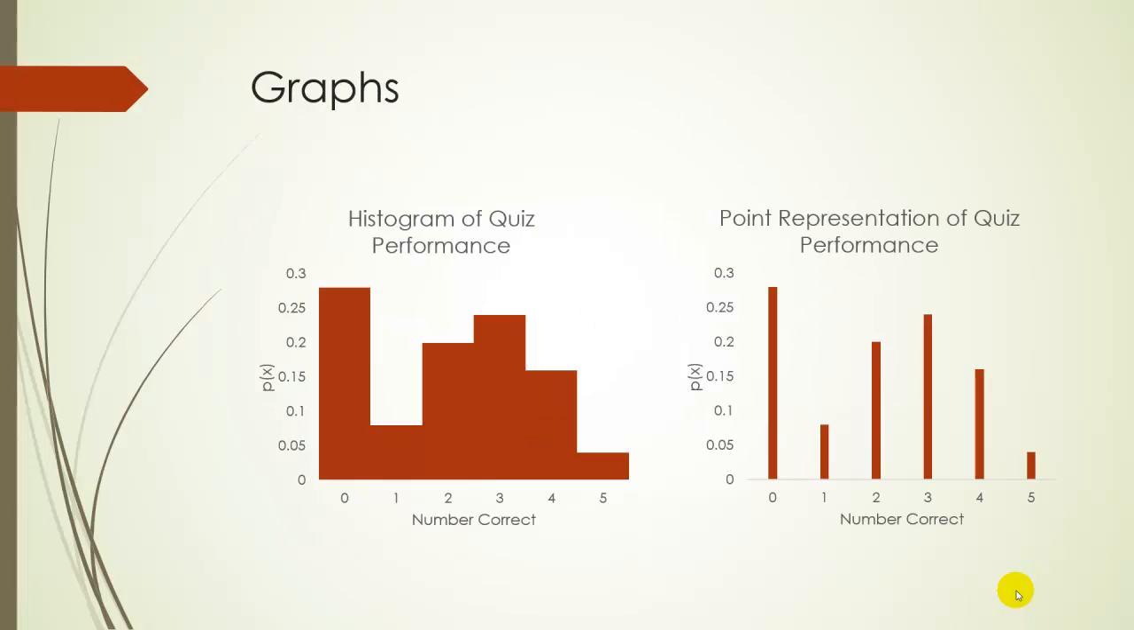There are 2 ways we can graph this. We've already seen a histogram, and that would be okay. Histograms are technically supposed to be used for continuous variables, but you could use it for a discrete variable, and that's okay. Alternatively, we can do a point representation because only certain numbers are possible, so we don't have to make the bars touch each other. Either way is fine. They're both showing the same information and the same picture.